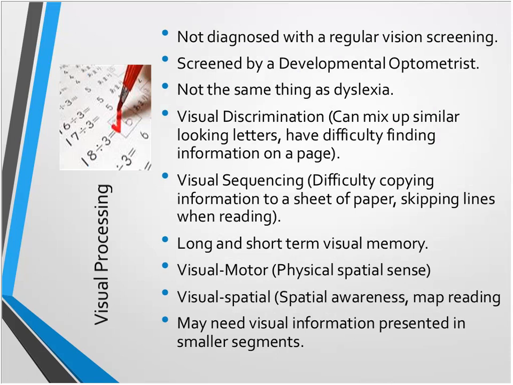With visual processing, again, this is not going to be diagnosed. It's not a regular vision screening. So you can have perfect vision but still have a visual processing disorder. In order to determine this, you have to go to a developmental optometrist. Visual processing challenges are not the same thing as dyslexia, but they can have some similarities where kids have visual discrimination challenges. They may have difficulty if you're writing something on the board. They might not be able to get the information from the board to their paper. By the time they're supposed to be writing it down, they've forgotten it.